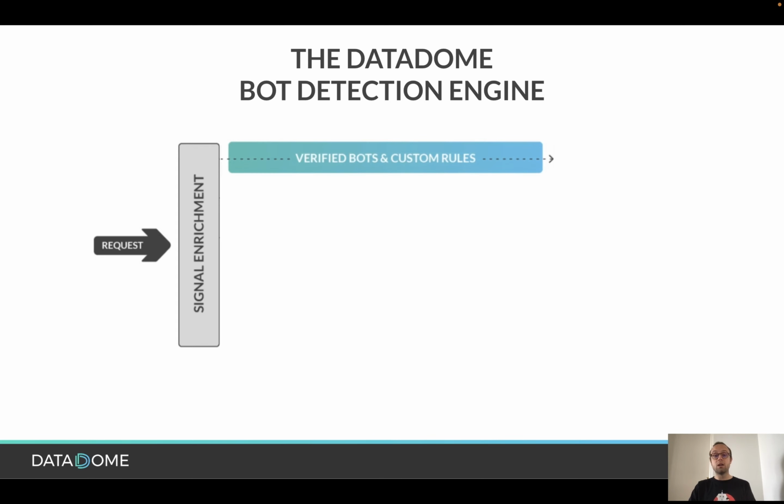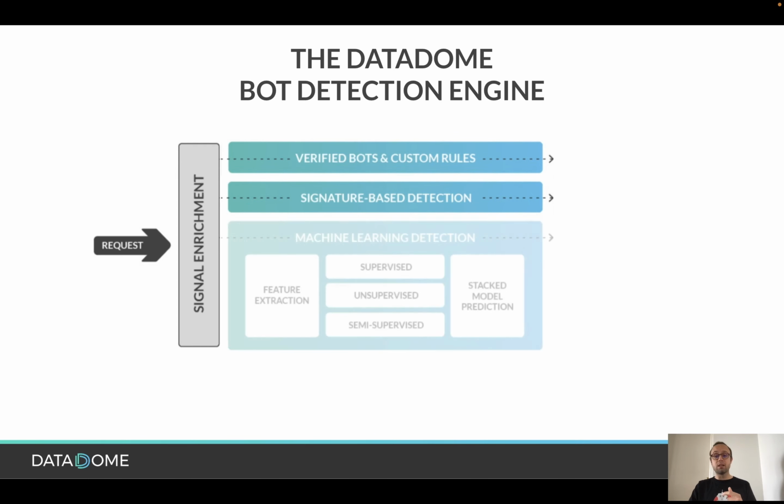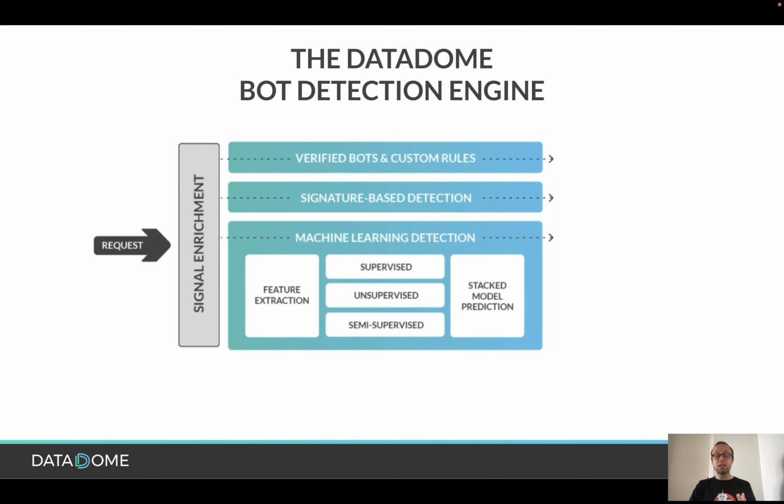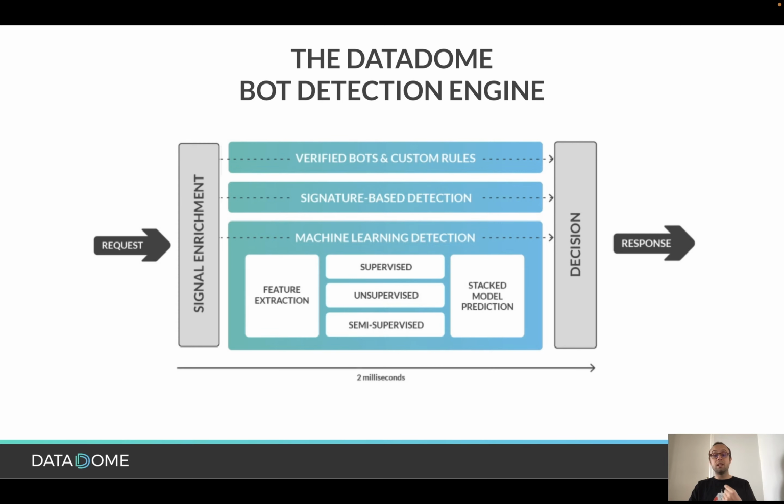And then, in parallel, we will execute a set of different approaches to classify whether or not the request is linked to bot activity. First, we will verify if the request comes from a verified bot, such as Googlebot, or if it matches any rules created by the customer. We will also verify if the request matches a non-bot signature. This enables us to quickly detect the less sophisticated bots. And then we also apply a set of machine learning techniques, which I will detail more in the next slide. We combine all the decisions and provide a response. So do we want to allow or block a request in less than 2 milliseconds?